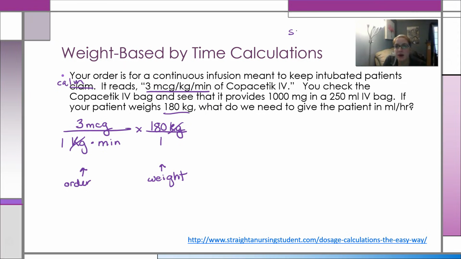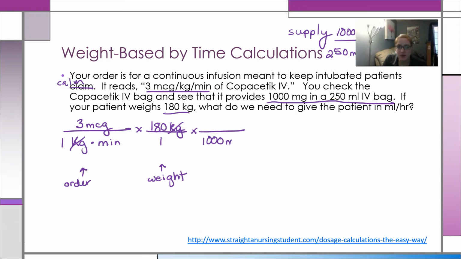So now let's go ahead and talk about our supply. What's our supply going to be? Well, it tells us that our IV bag comes in 1,000 milligrams for every 250 milliliter IV bag. So do we keep it that way? Do we need to flip it? Do we need to put in a conversion factor? What do we need to do next? What do you think? You can go ahead and talk to me. It's totally fine. Totally normal. Your family won't judge you. Micrograms is what we have right now, but of course we don't have micrograms in our supply, so we need to do some conversion. What is that conversion that we need to do?